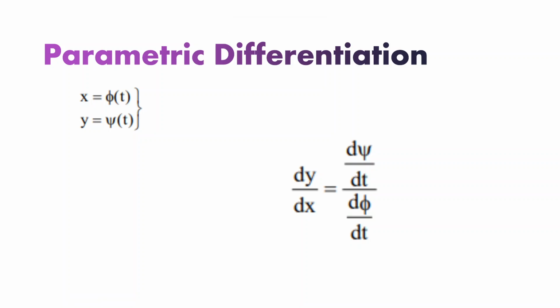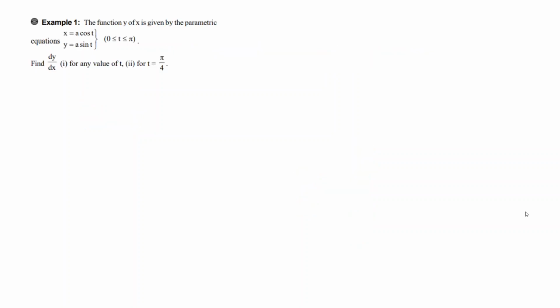Hello guys, in this video we are going to discuss the next topic, which is parametric differentiation. For example, you are given x as a function of another variable, for example t, and y in terms of another variable, again t. If you are required to get dy over dx, that is simply dy over dt over dx over dt. Okay, so let's try that in the example.